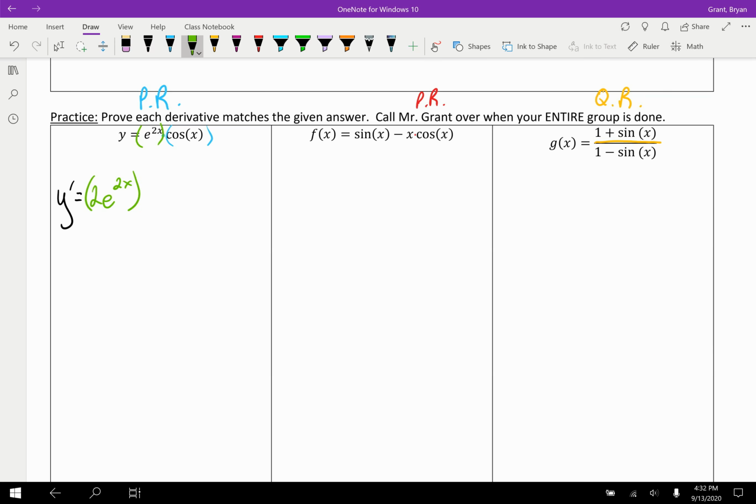That's the derivative of e to the 2x. Okay, keep the second one the same. And then plus, product rule has a plus. Keep the first one the same. And then the derivative of cosine, that's our new derivative today, is negative sine of x.